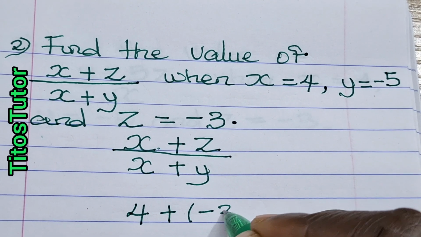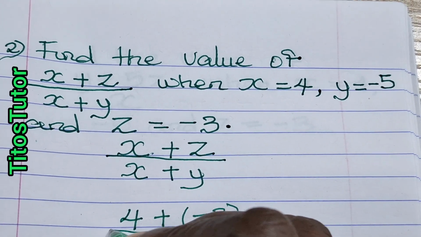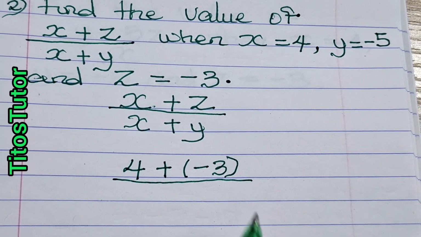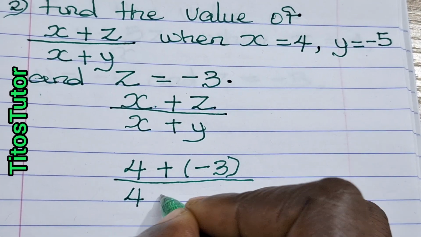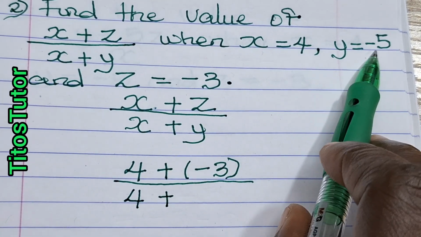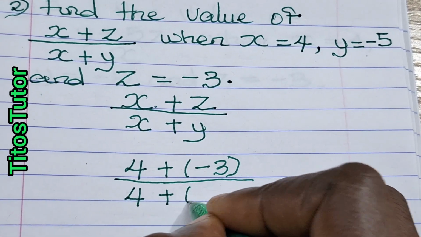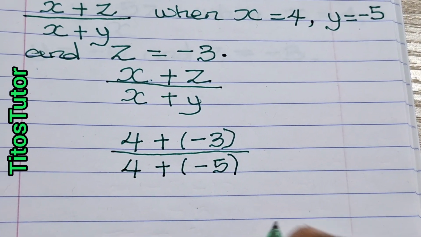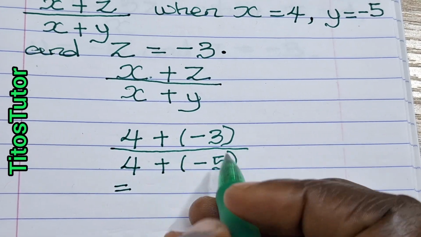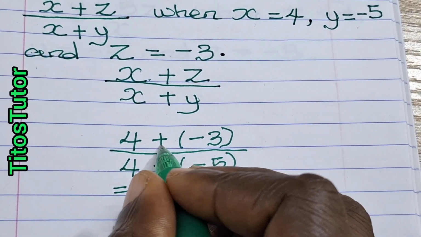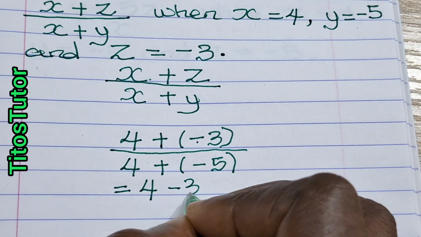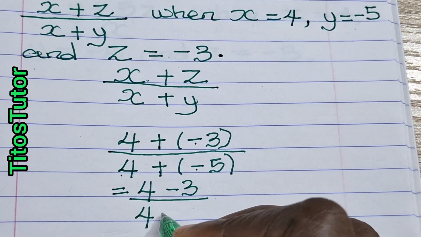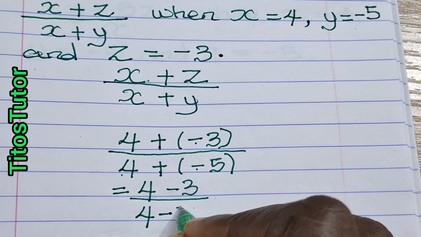This is a -3 all over x plus y. In place of x again, I put a 4. There's a plus. In place of y, I put a negative 5. Negative 5. Okay? So now, let's make sure that our bracket is removed, right? So this is 4. Positive and negative gives me negative 3 all over 4. Positive and negative gives me a negative 5.